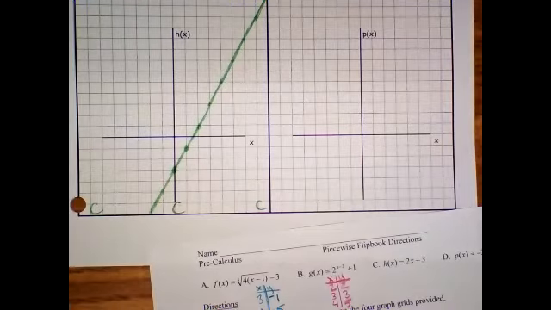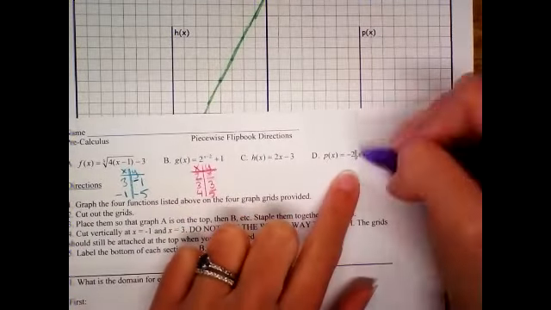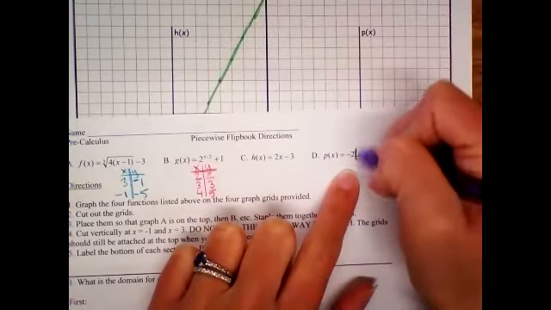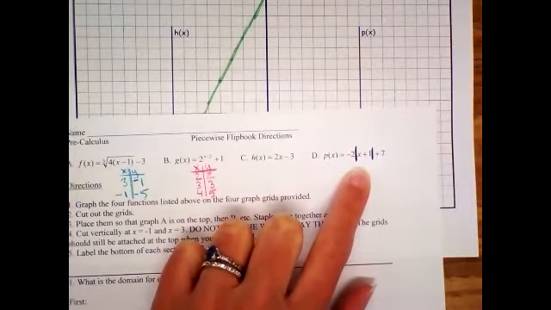All right, and then the last one, I'm really sorry. I meant for this to just be absolute value. That's not greatest integer. It's supposed to just be absolute value. Okay, I apologize. I'm sorry. It seems like you're all okay though.